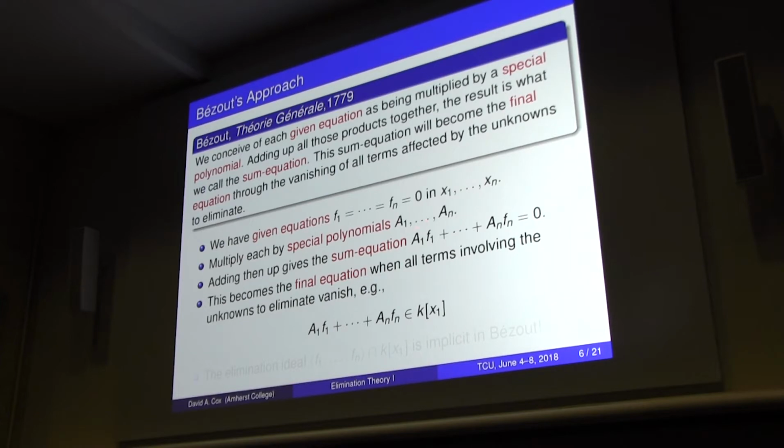So let's suppose we're trying to eliminate x2 through xn. So I want basically to be left with only stuff involving x1. And that's what he's saying, that he wants to choose these special polynomials so that I end up in this polynomial ring in just one variable. And then notice, of course, we're really talking about an elimination ideal, because this is an element of this ideal, and to be in here means I'm in the intersection. So elimination ideals are definitely implicit in Bezout's approach.